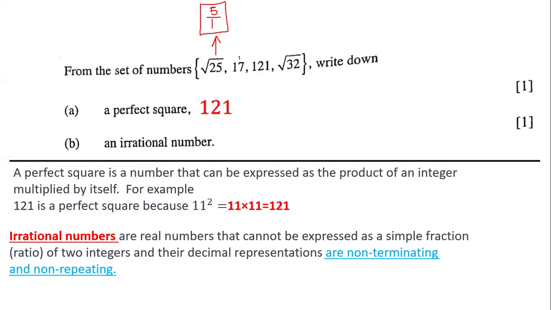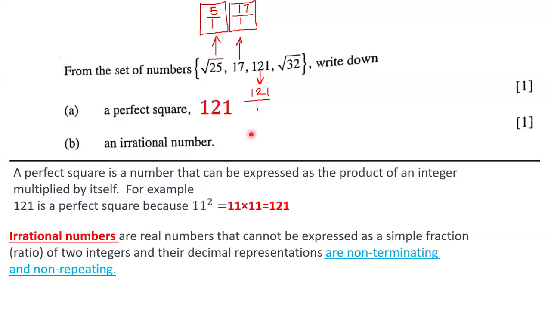Then we have 17. 17 is a prime number, and 17 can be written as 17 over 1. It can be written as a fraction of two integers, since 17 is an integer and 1 is an integer. So it's not irrational, because irrational numbers cannot be expressed as a fraction of two integers. Then we have 121. The same is true with 121. It can be expressed as 121 over 1, a fraction of two integers, so it's not irrational.